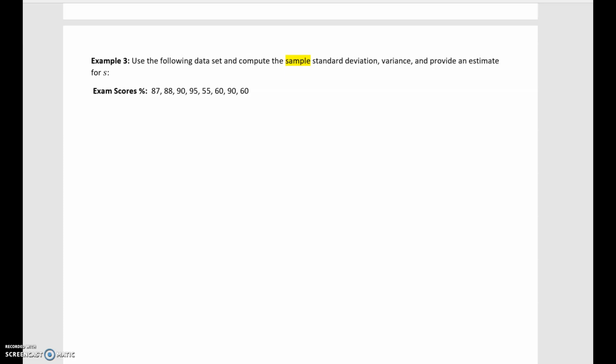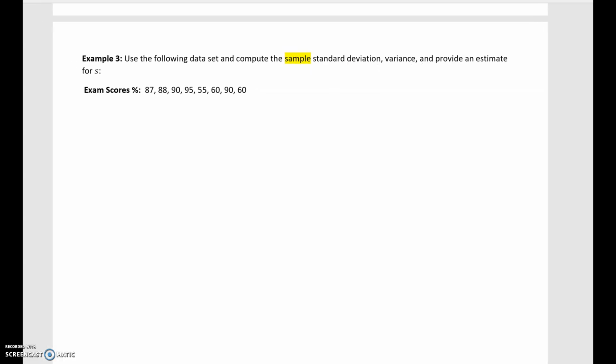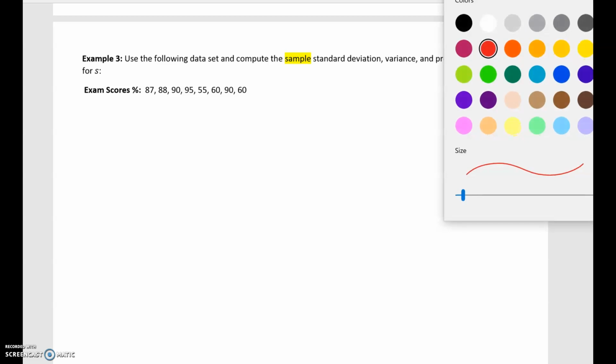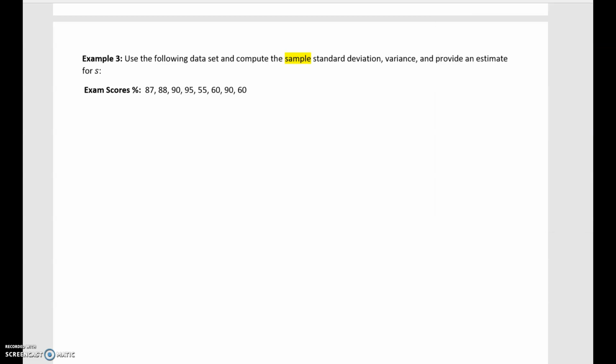Hi class, for this example, let's take a look at this data set, and they're asking us to do a couple of calculations. We're going to treat it as a sample, and we're going to do the standard deviation, the variance, and then provide an estimate for the standard deviation. Your first step, and I don't want you to do this example like example 2. I want you to do the shortcuts, but on any shortcut, this is what I need you to do.